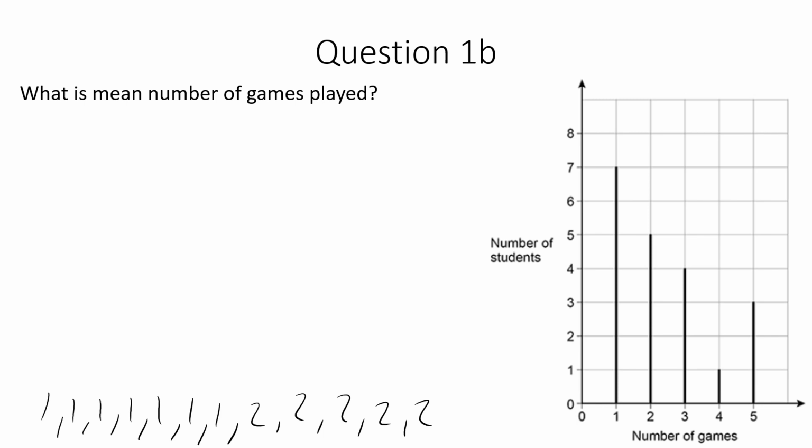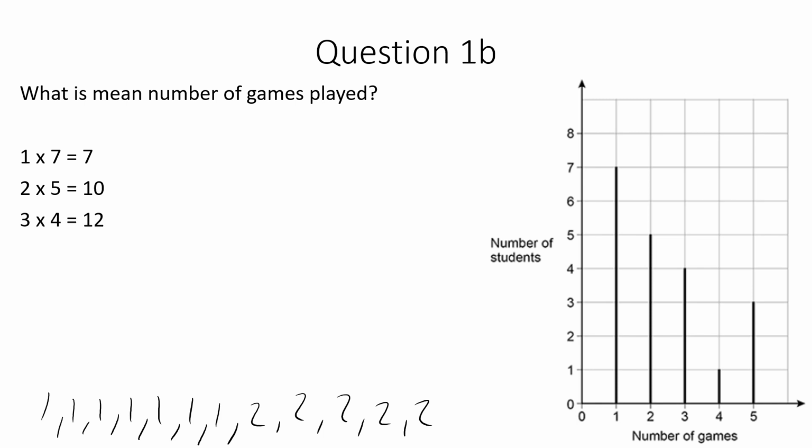If we look at that first bar, we've got 7 students that are playing one game. So if we do 1 times 7, that will give you 7, and that's the same as doing 1, add 1, add 1, add 1, add 1, add 1, add 1. So it's a much more efficient way of doing it. Then we've got to do the second bar. We've got 5 students that play 2 games, so we can do 2 times 5 to get 10.